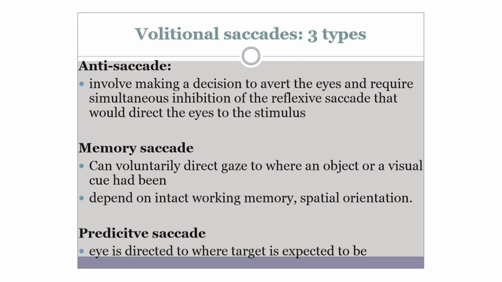There are 3 types of volitional saccades: anti-saccades, memory saccades, and predictive saccades. Anti-saccades involves making a decision to avert the eyes and requires simultaneous inhibition of the reflexive saccade that would direct the eyes to the stimulus. So what we do in clinical practice, we're examining or part of rehab, we use it for both ways.